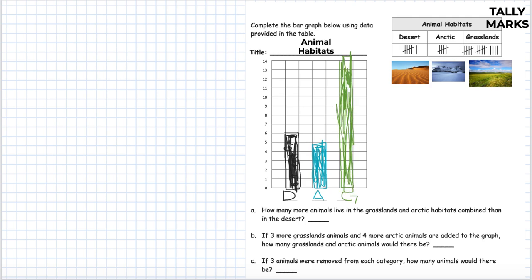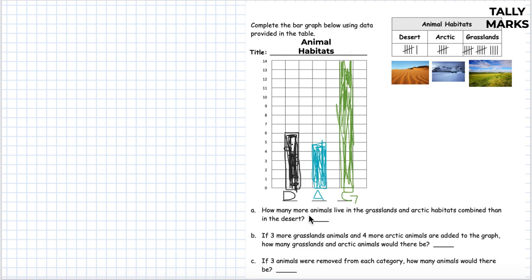All right, so when we are graphing, we graph so that we can compare the data or the information that we're given. So just by looking at the graph, if I had to decide which habitat has the most animals, I would say grasslands. If I had to think about which has the least just by looking, it would be the Arctic habitat. But let's take a look at some of the questions that we may get asked.